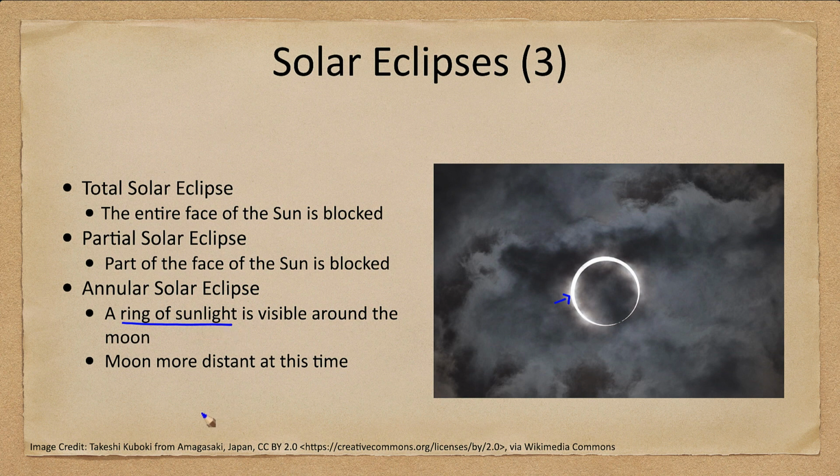How does this occur? Well, this occurs when the moon is more distant, when the moon is further away from Earth. So it appears smaller than the sun in the sky and therefore cannot completely block it out.